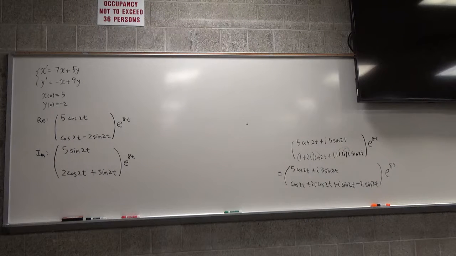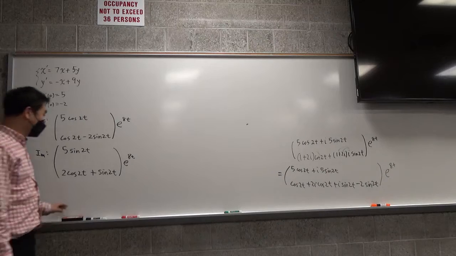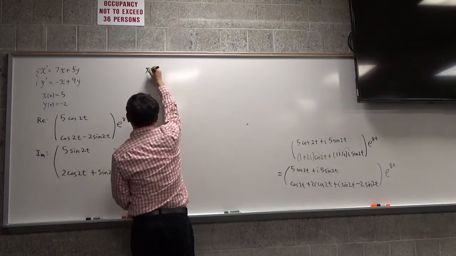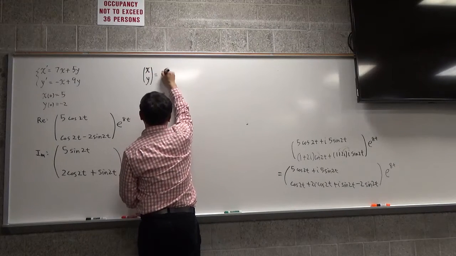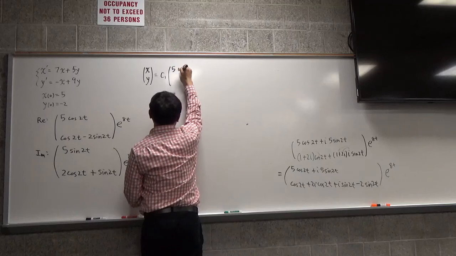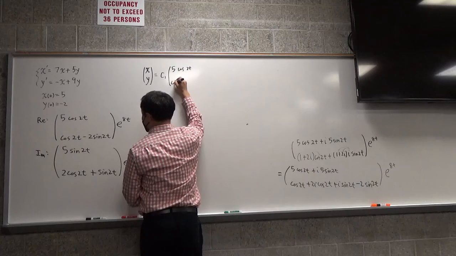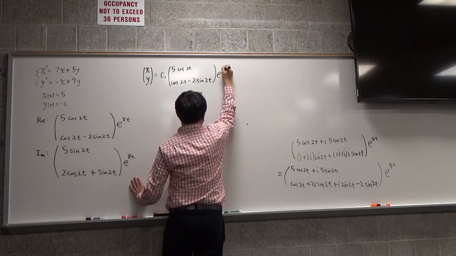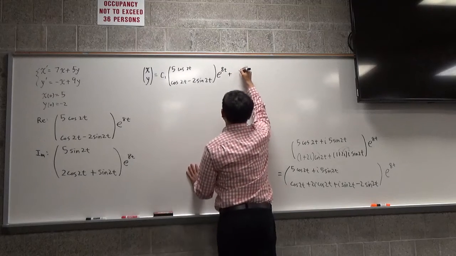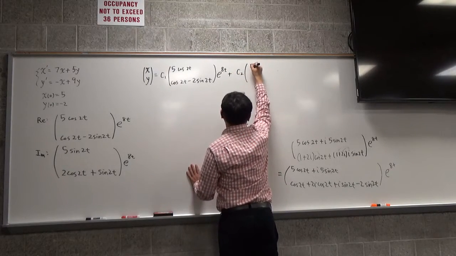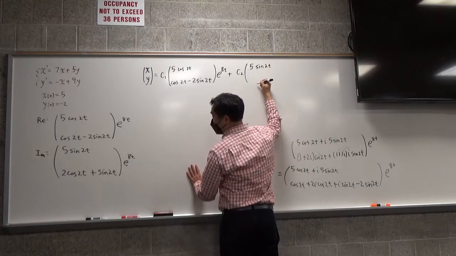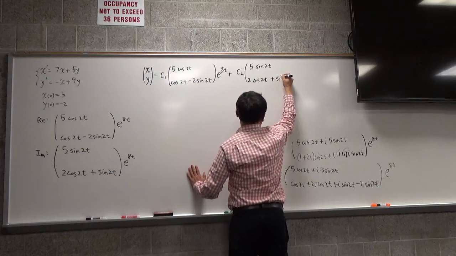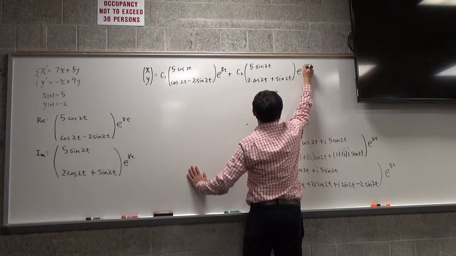Now what? C1 times the real. Yes. So you take the C1 times the real part plus C2 times the imaginary part. And that's your general solution. x, y is C1 times 5 cosine 2t, cosine 2t minus 2 sine 2t, e to the 8t, plus C2 times 5 sine 2t and then 2 cosine 2t plus sine 2t, e to the 8t.